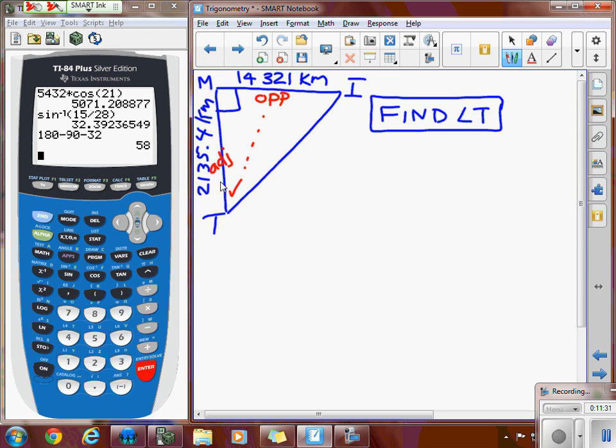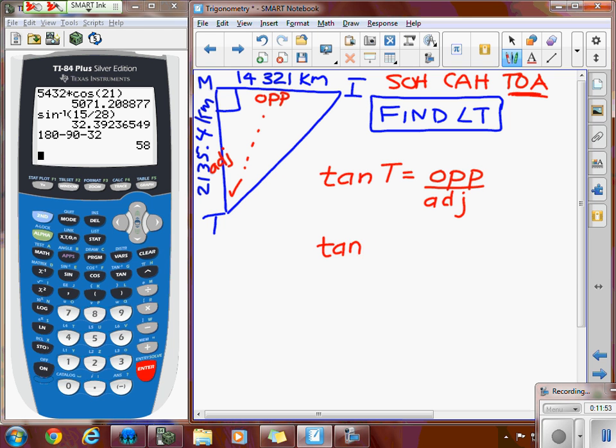So these two sides now, if we look once again at SOH and examine where opposite and adjacent fit in, that's my tan ratio. So now we're going to say the tan of angle T is opposite over adjacent. The tan of angle T, we fill in the information we need. Opposite is 14,321 kilometers. The adjacent is 2,135.4 kilometers. And again, since we're finding an angle, we don't cross multiply.